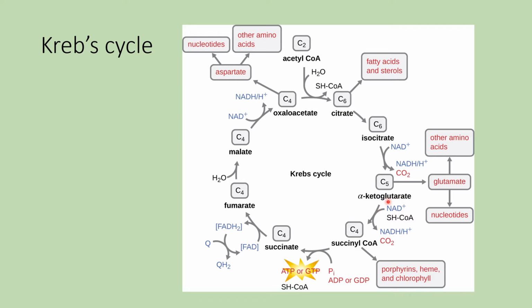Here comes another NAD, takes off a pair of electrons. Here goes another carbon, leaving a CO2. Now you're down to 4 carbons, and it's succinyl-CoA. Do some shuffling around. You've got a phosphate group here. Look, you just generated an ATP. Succinyl-CoA becomes succinate. Here comes the other type of electron carrier. FAD comes in, picks up a pair of electrons, leaves this FADH2.